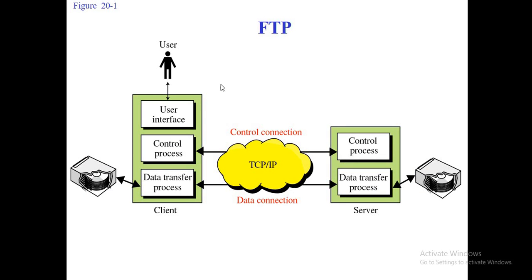As you can see here, this is the user, that is the FTP client, where there is a user interface and a control process on the client side and the server side. The connection is established between the control process on the user side and the control process on the server side on port number 21. That is used for the control connection, and for data transfer, new connections are made between the client and the server, on port number 20 on the server side. In between, the network uses TCP.